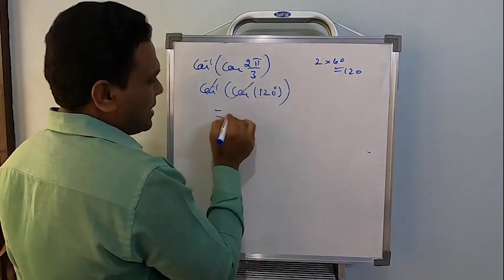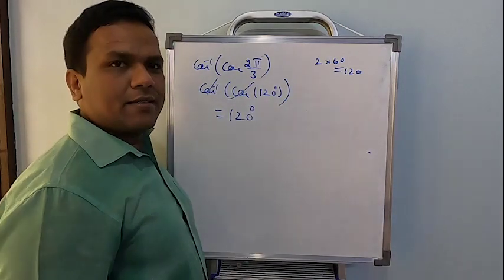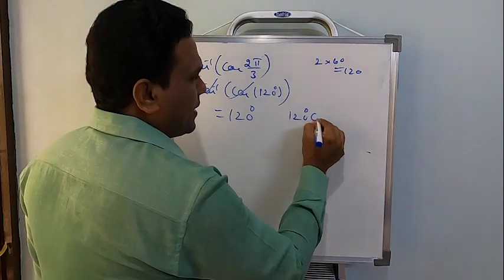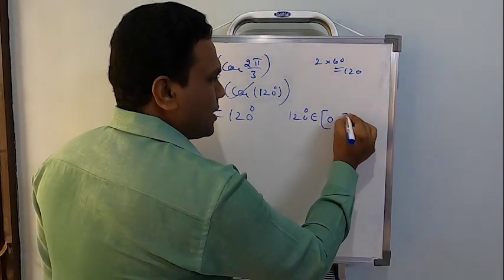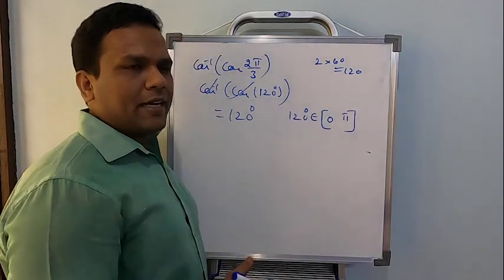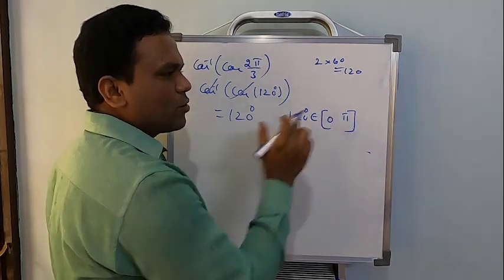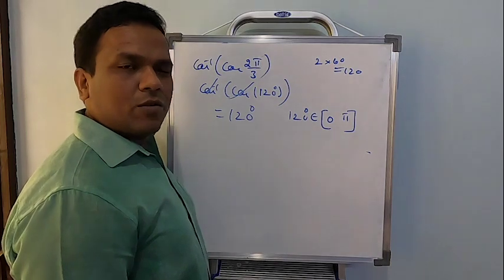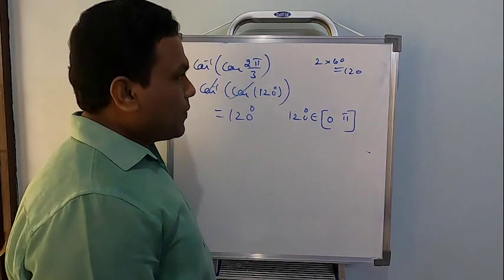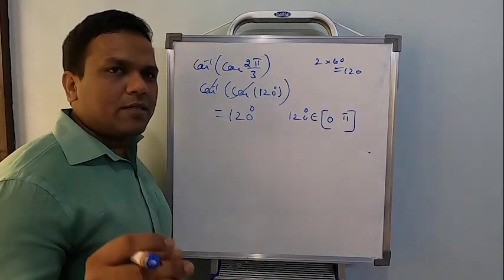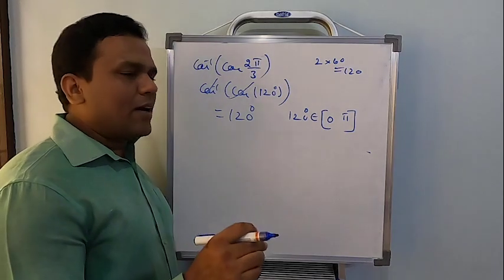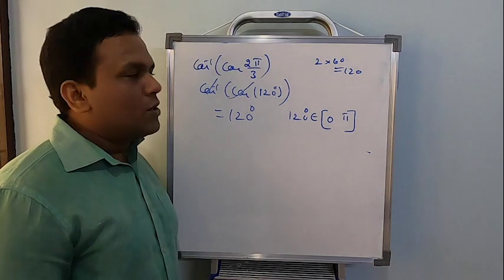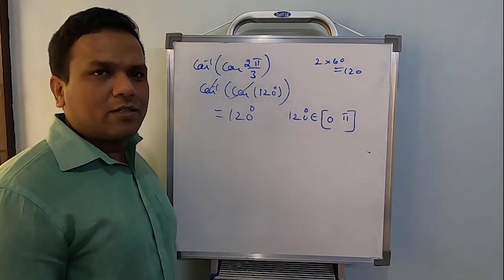Can I cancel and write it as 120 degrees? I can cancel because 120 degrees is an angle which lies between 0 and pi, 0 to 180. Of course 120 is an angle between 0 to 180. I can eliminate this and directly write the value as 120 degrees. So before cancelling I should check whether the value lies between the domain and range of the given function. You just need to take care of the domain and the range, that's all.